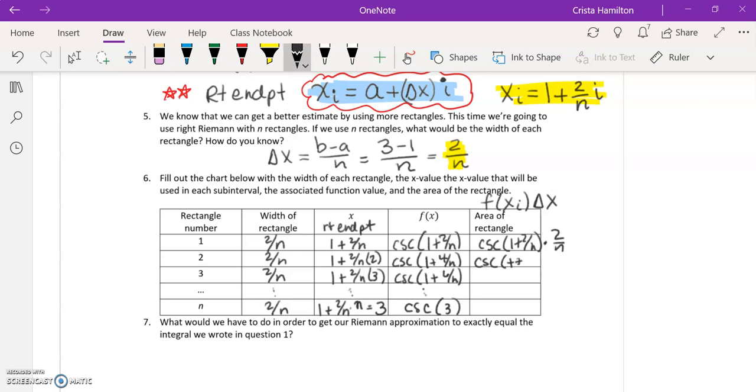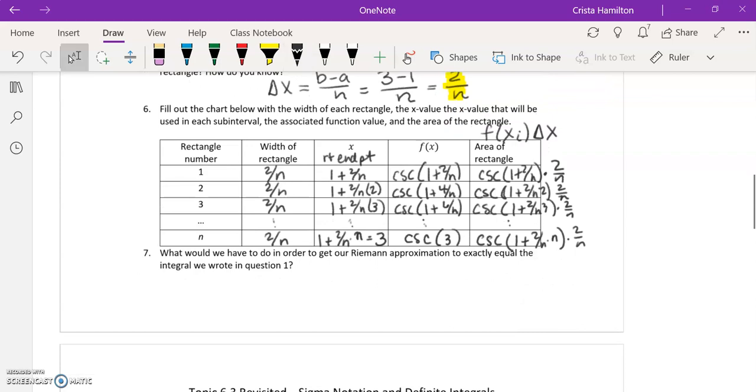Cosecant of 1 plus 2 over n times 2, times 2 over n. Cosecant of 1 plus 2 over n times 3, times 2 over n, up until we get to the last one. And again, I could simplify this all the way down, but I'm going to leave it as 2 over n times 2 over n, because I want to make a point about this.